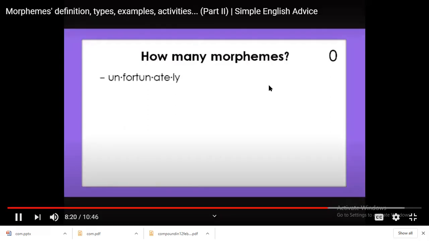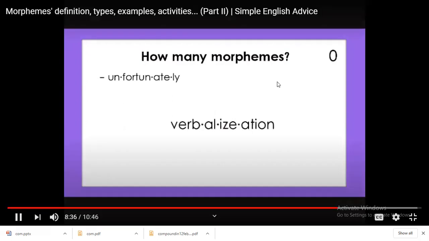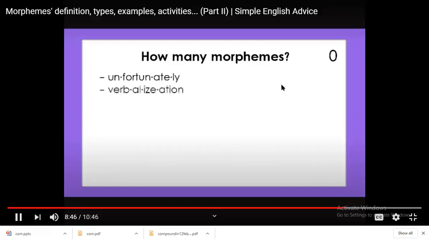So are you ready for the next word? And go. How many are there? Time's up. This word, verbalization, has 4 morphemes: verb, al, ize, and ation. Remember that when we add morphemes, the spelling changes. So are you ready for the next word?